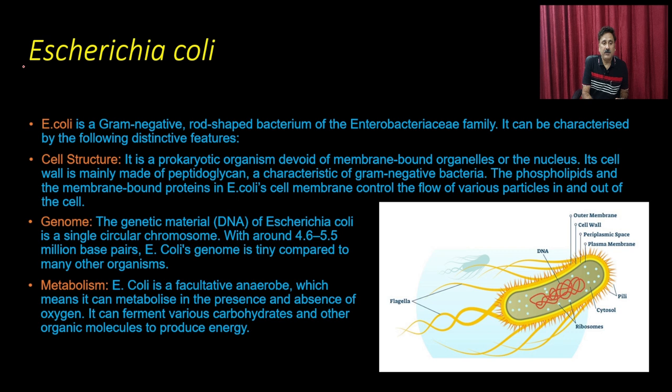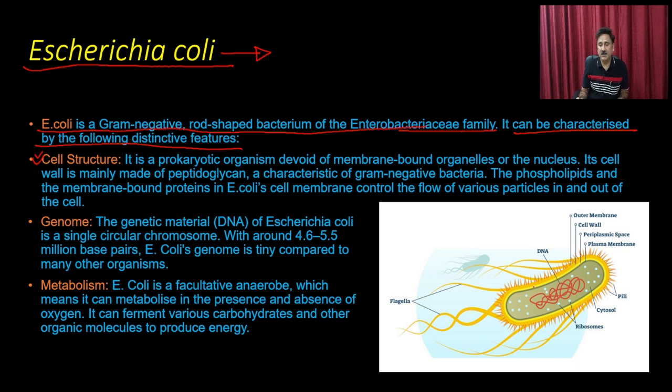So, when you talk about E. coli, or when you want to utilize any host cells, the first thing you have to do is study the structure of that particular host cell. You also have to study the biochemistry of that host cell, and then ultimately study the replication machinery, whether the factors are present and all that. So, E. coli is a gram-negative rod-shaped bacterium of the enterobacteria family. It can be characterized by the following distinctive features, right.